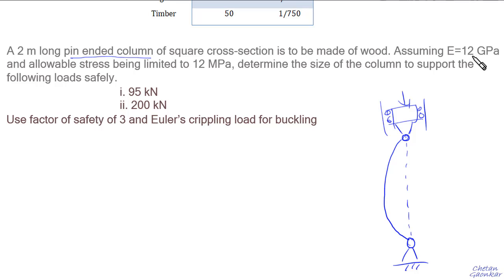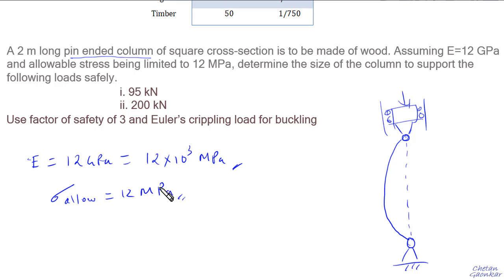Now assume E as 12 GPa for wood. So E is equal to 12 GPa, which will be equal to 12 multiplied by 10 to the power 3 MPa for wood. And the allowable stress being limited to 12 megapascal. So sigma allowable, they have given it as 12 megapascals in this material of wood.